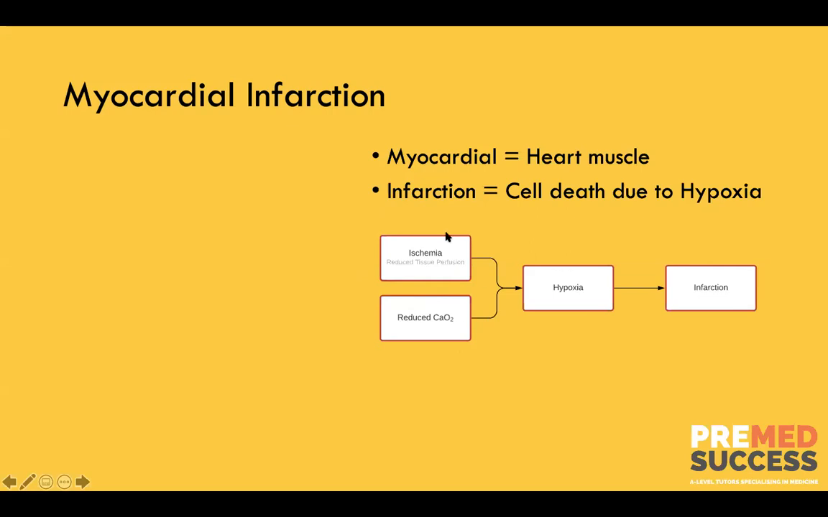So ischemia is reduced blood supply, or reduced CO2 is reduced blood oxygen. Either of these reduced supplies cause hypoxia, low oxygen, and then hypoxia or low oxygen causes infarction or cell death.